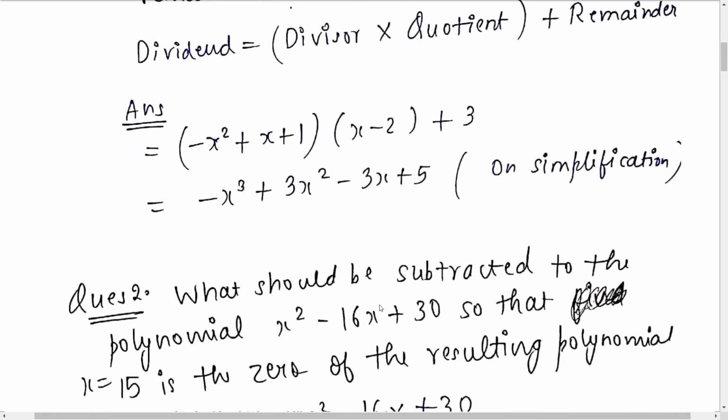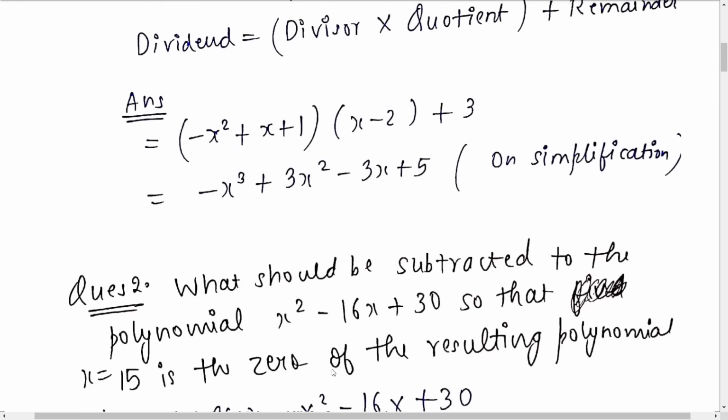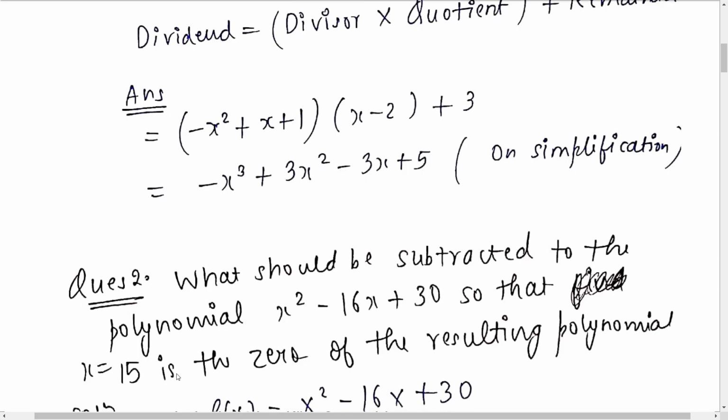So the second question, without wasting any time: what should be subtracted from the polynomial so that x equal to 15 is the zero of the resulting polynomial? Let's read again. What should be subtracted from this polynomial? इस polynomial में से क्या subtract करें so that x equal to 15 is the root of this polynomial, right?